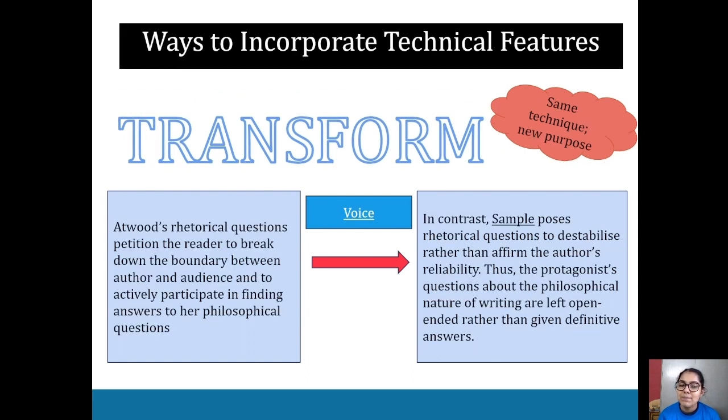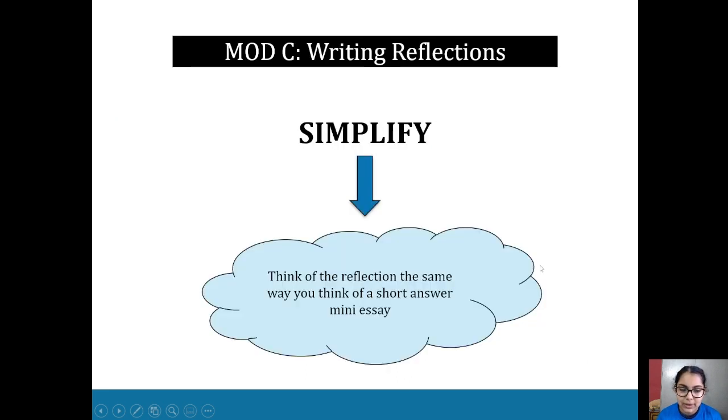Finally, I can transform it with the same technique but a new purpose. So Atwood's rhetorical questions petition the reader to break down the boundary between author and audience, to actively participate in finding answers to her philosophical questions. In contrast, Sample poses rhetorical questions to destabilize rather than affirm the author's reliability.